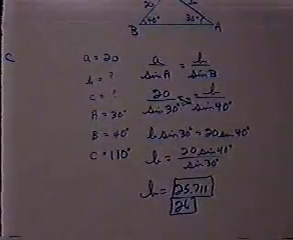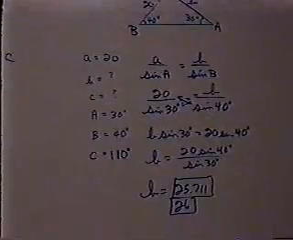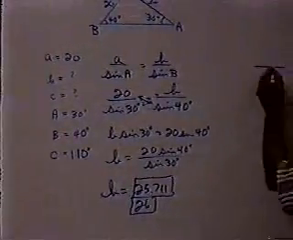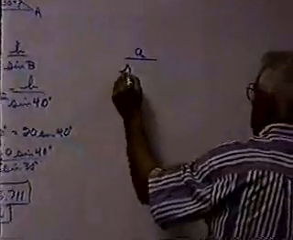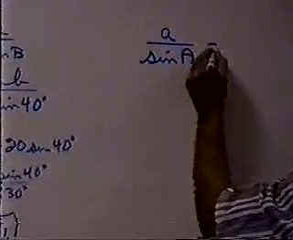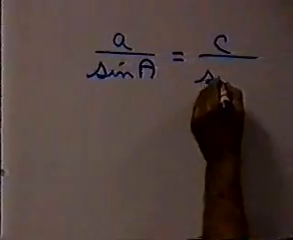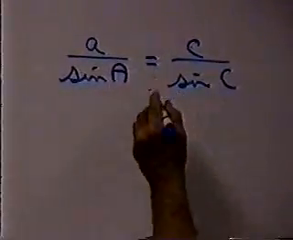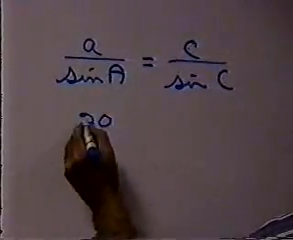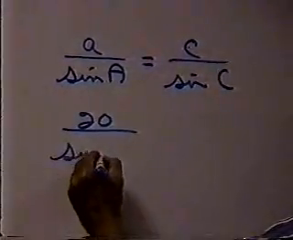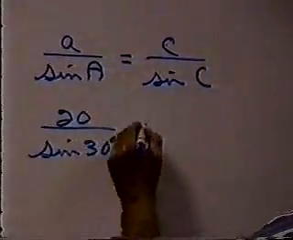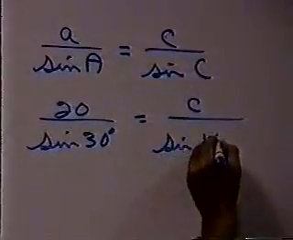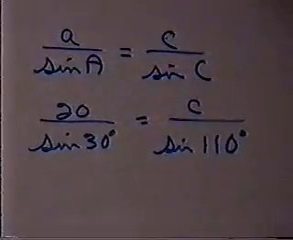All right, so we found b. Now we've got to find c. So let's look over here. Now we know a again. We know these two. And we know angle C. The only one we don't know is little c. So we'll use this then. So 20 is to the sine of 30 as c, which we're looking for, is to the sine of 110 degrees.